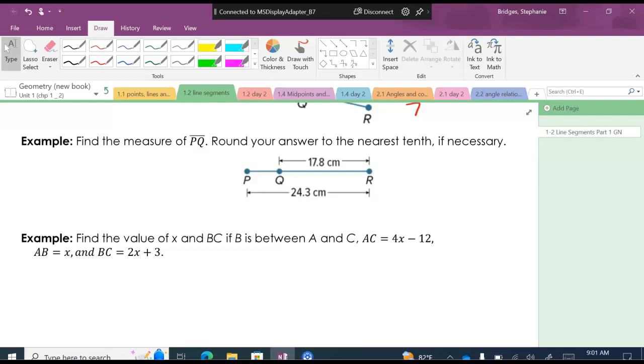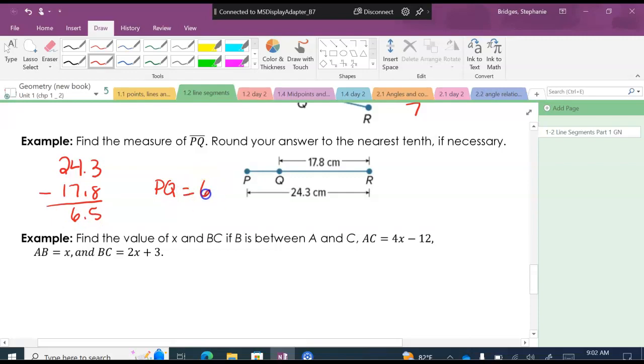What do we think we should do for this one if I want to know the length of PQ? Subtract. What's the bigger one? So we're going to do 24.3, and we're going to subtract the smaller one, which is 17.8, and how much does that give me? 6.5. Yep, so the length of PQ is 6.5. Round it to the nearest tenth, that's 1 decimal place. If they asked me to round it to the nearest whole number, yes, it would be 7. Is everybody good? All right.